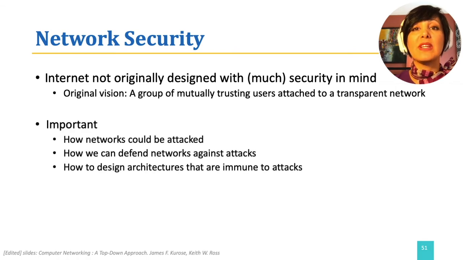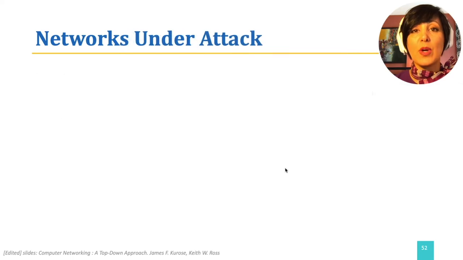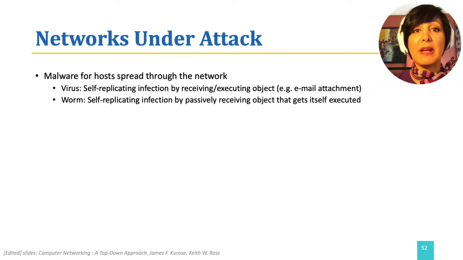The originators of the internet had the vision of trusting users, deploying and using a transparent network. However, throughout the years of using the internet, we learned that the networks could be attacked, and we need to defend them against the attacks by building architectures that are immune to the attacks. What are the major attacks in the networks? Malware that infect end systems or hosts could be spread using networks. They could be spread by user execution, like computer viruses, or by self-execution of infected objects, like worms.